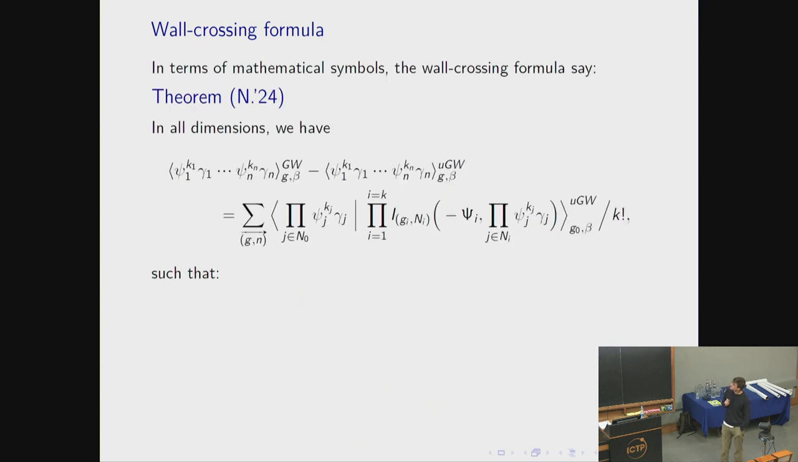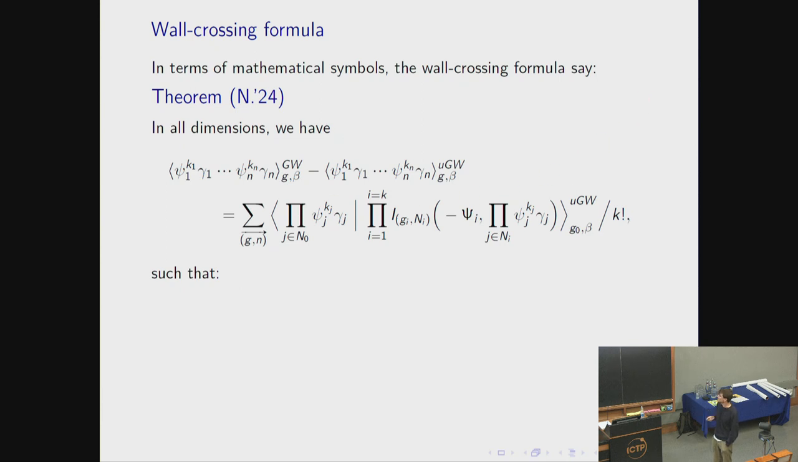In mathematical terms, the wall crossing formula takes the following form. It actually is true in all dimensions. It's also true for any kind of invariants, so you can also put descendant invariants, or actually you can put something else there. The wall crossing formula says the following. Psi classes are classes associated to cotangent spaces at the marked points. So if we take descendant Gromov-Witten invariants and descendant unramified Gromov-Witten invariants, the difference between the two is the following formula.